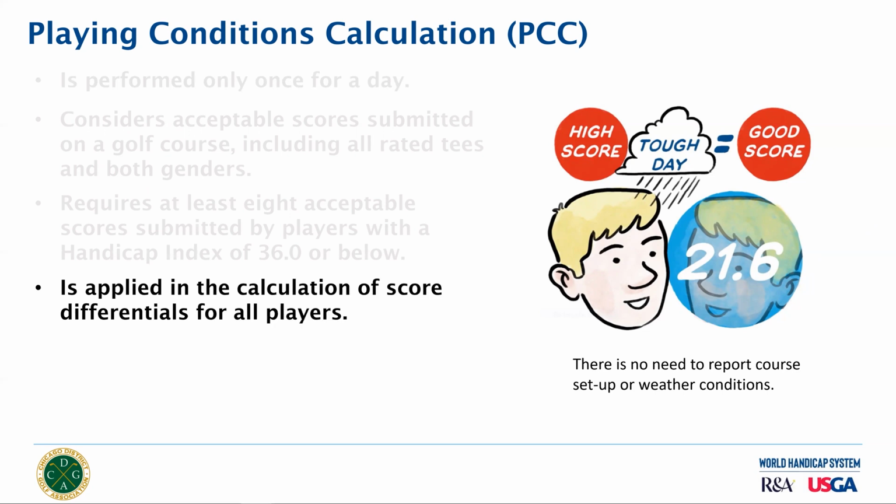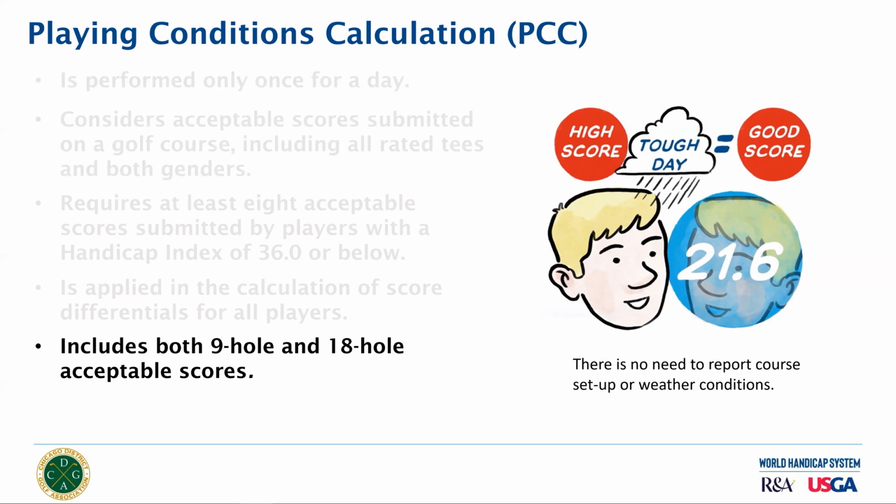It is applied in the calculation of score differentials for all players. And if you can remember back to the previous section when we were talking about the calculation of the handicap index formula, the adjustment for PCC is part of the formula itself. And this includes both 9-hole and 18-hole acceptable scores. The important takeaway here, again, is that the club does not have to do anything reporting course, setup, or weather conditions.